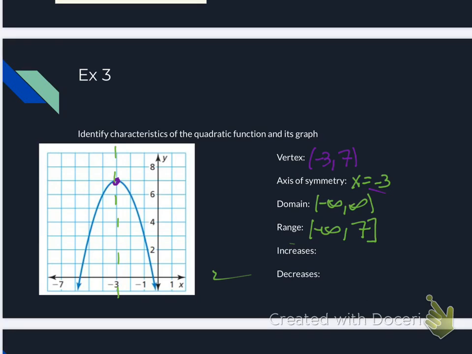And then we look for where it is increasing and decreasing. So you see when you start from left and you go right, it's getting bigger. So it's increasing from negative infinity to my x value of negative 3. Once it gets to negative 3, it starts to decrease to positive infinity.